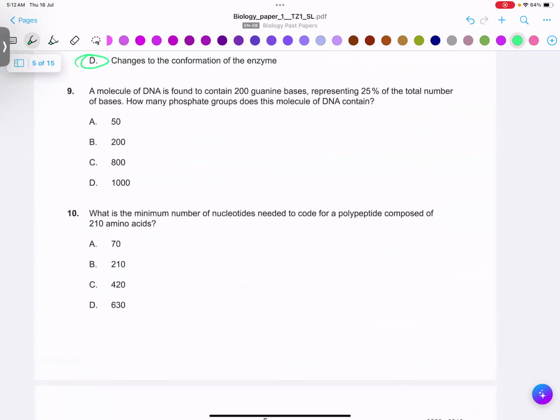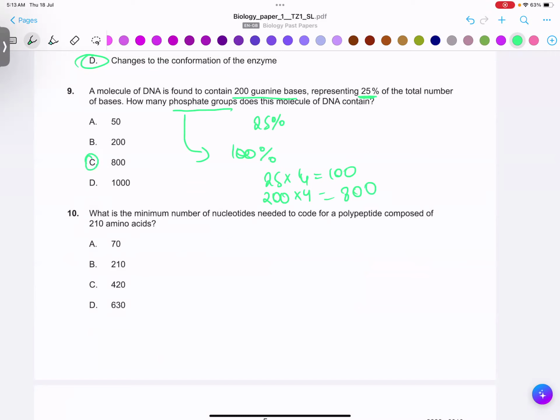Now, a molecule of DNA is found to contain 200 guanine bases, representing 25% of the total number of bases. How many phosphates does this molecule of DNA contain? So they're asking about the amount of phosphate groups the molecule contains, right? Okay. And they're saying that there's 200 guanine bases, which represent 25% of the total number, right? So therefore, 25%. But they're asking about the phosphate, right? So we need 100%. So what we just do is that 25 times 4 is equivalent to 100, right? So 200 times 4 is equivalent to 800. So here we go. Our answer is C.